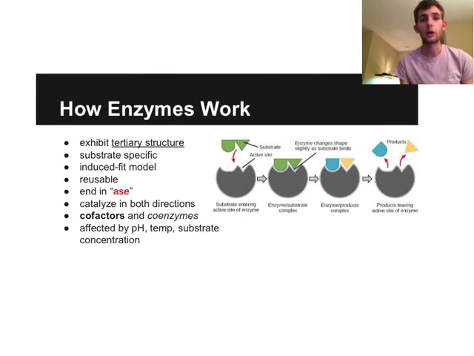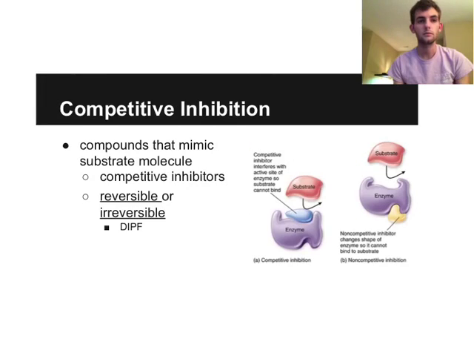We sometimes talk about cofactors and coenzymes. Coenzymes are organic compounds, also known as vitamins, that help control metabolism. And cofactors are inorganic molecules, also known as minerals, to help control metabolism. And all enzymes are affected by pH, temperature, and substrate concentration. pH and temperature are two ways that we can denature an enzyme. And then substrate concentration is just a way to maximize how effective our enzymes are. So the more substrate you have, the more active your enzymes are going to be.